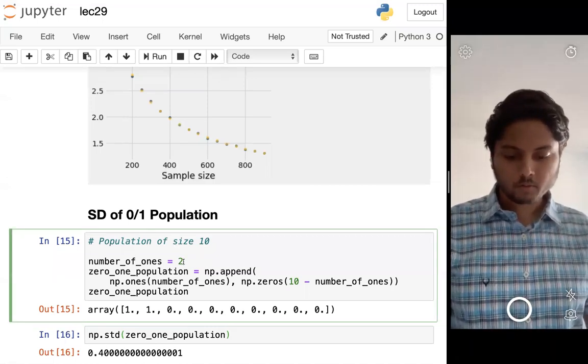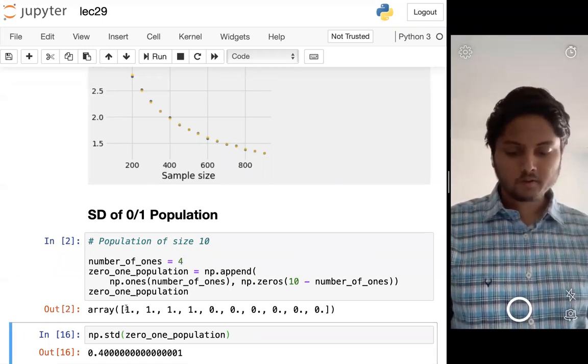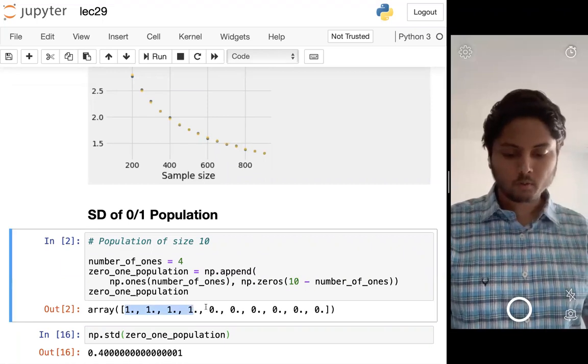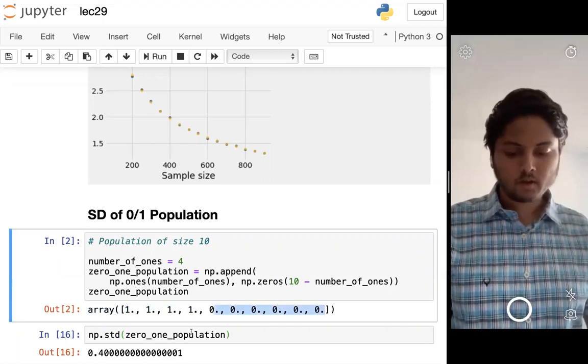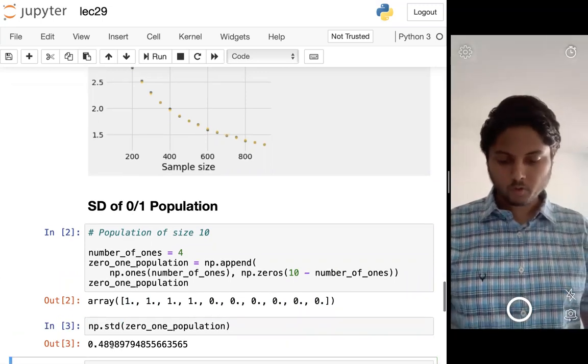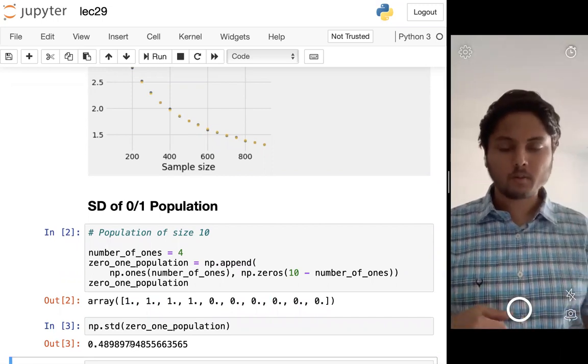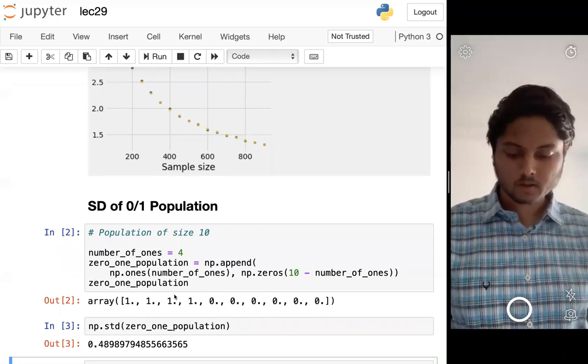So now let's try it with some different values. Let's see what happens if we do 4 ones. Now our population has 4 ones followed by 6 zeros. And if you look at the standard deviation of this, now we get a standard deviation of 0.489. So now the standard deviation has gone up a little bit. It looks like we increased the number of ones, and the standard deviation went up a little bit.